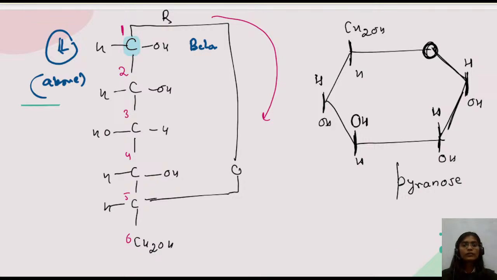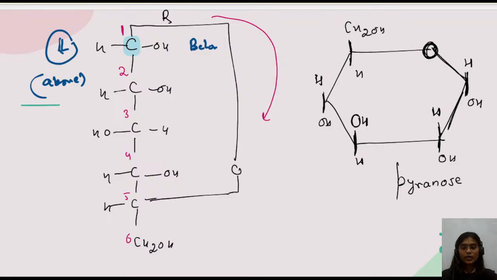Why only the fifth carbon? Because we end up with a six-member ring. If you go with the fourth carbon, the resulting ring is five-membered. If you go with the third, it's four. So that's why only the fifth carbon forms the probable, the correct one, a six-member ring with the first carbon. Okay.